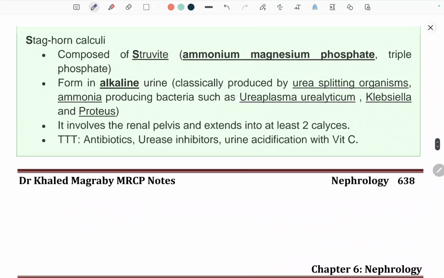Staghorn calculi are composed of struvite, ammonium magnesium phosphate, triple phosphate, and form in alkaline urine, classically produced by urea-splitting, ammonia-producing bacteria such as Ureaplasma urealyticum, Klebsiella, and Proteus. It involves the renal pelvis, extending up to the calyces. Treatment: antibiotics, urease inhibitors, urine acidification, vitamin C.